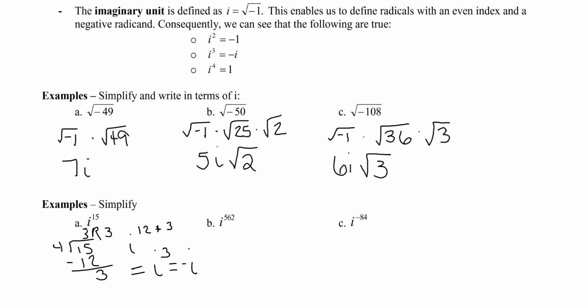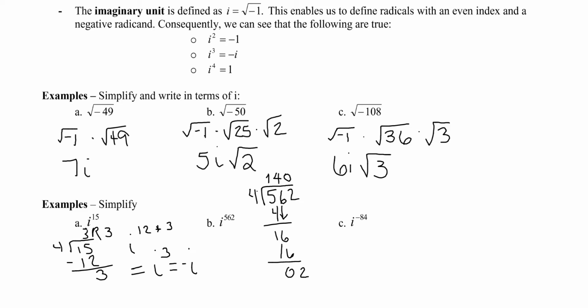We're going to do the same thing here with B. And we have i to the 562nd power. So I'm going to take and divide 562 by 4. 4 goes into 5 one time. So we'll subtract our 4, we get 1 left over. Bring down our 6. 4 goes into 16 4 times. Subtract our 16. We have 0, and then we bring down the 2. 4 goes into 2 0 times.